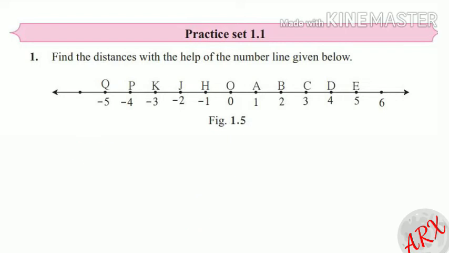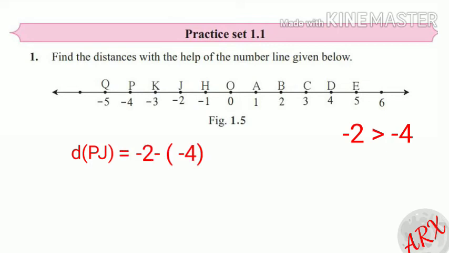Question 7 is find distance PJ. Now coordinate of point P is minus 4 and that of point J is minus 2. Now minus 2 is greater than minus 4. Hence distance PJ equal to minus 2 minus (minus 4). So it will be minus 2 plus 4. Distance PJ equal to 2.